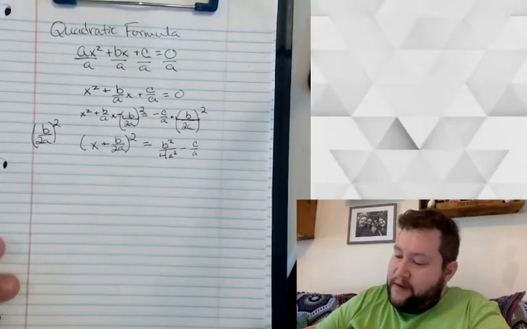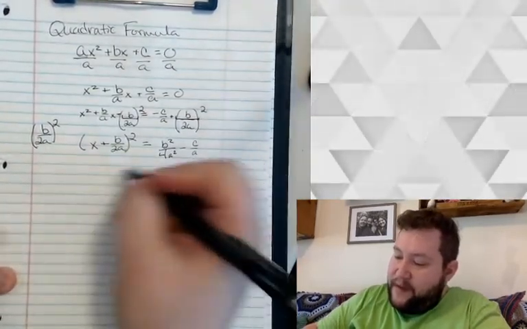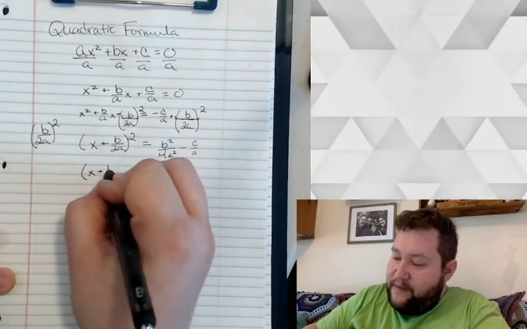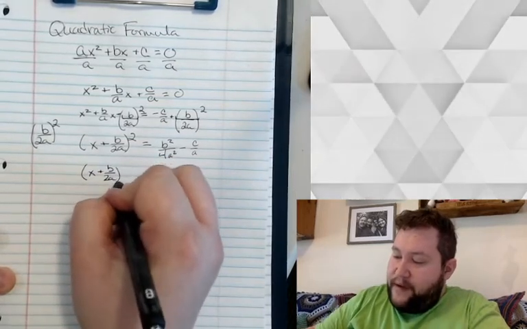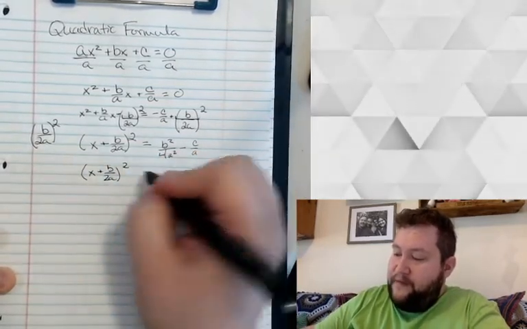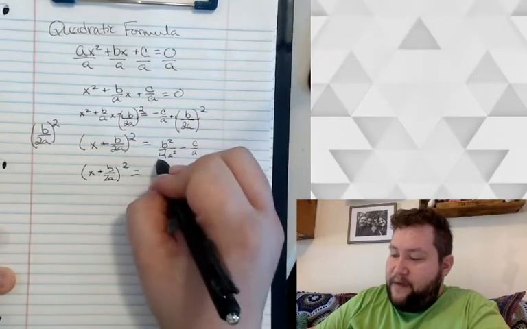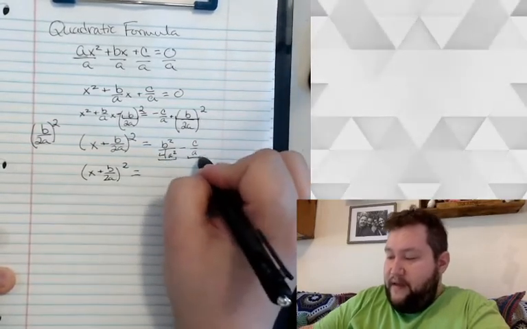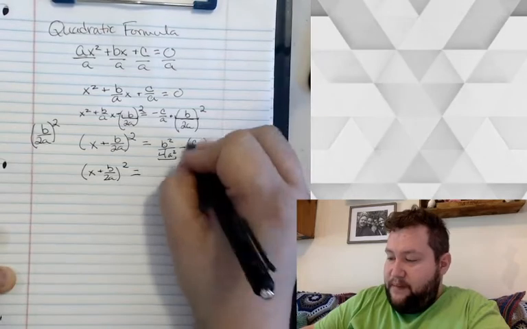And I'm going to work on simplifying this side, but I'll just rewrite this for the ride. X plus b over 2a squared equals, our common denominator, we have a 4a squared and just an a. So we multiply top and bottom by 4a.